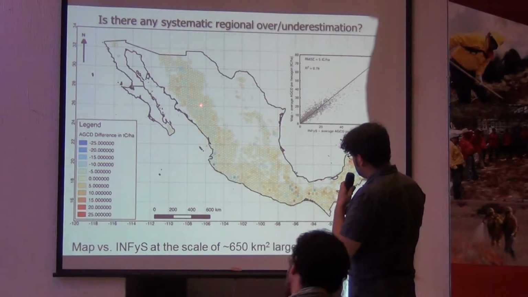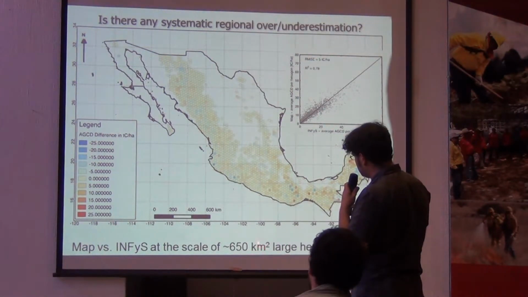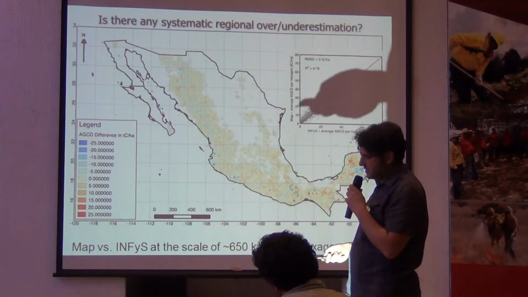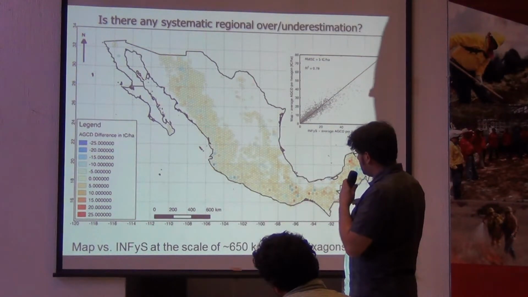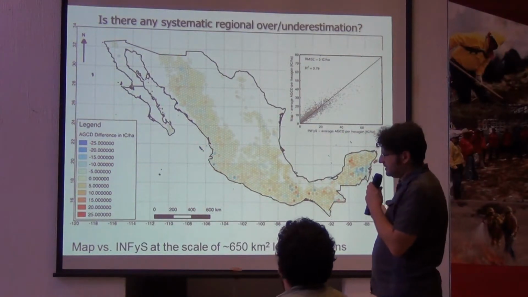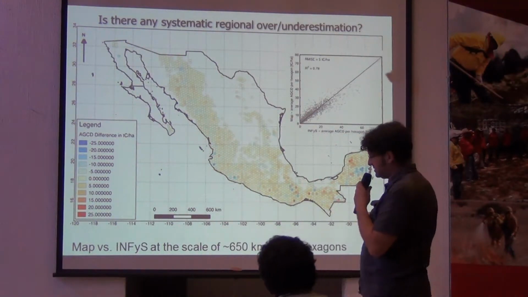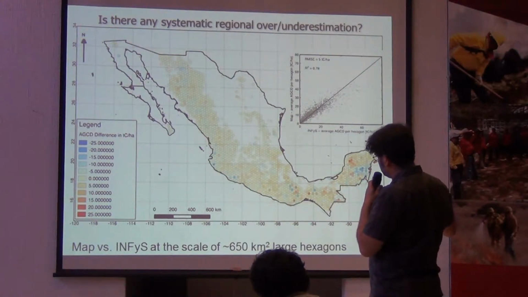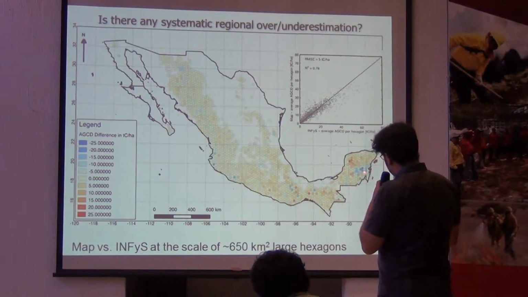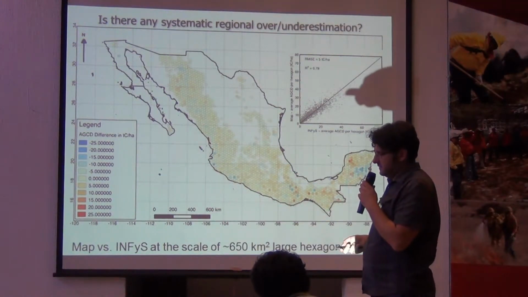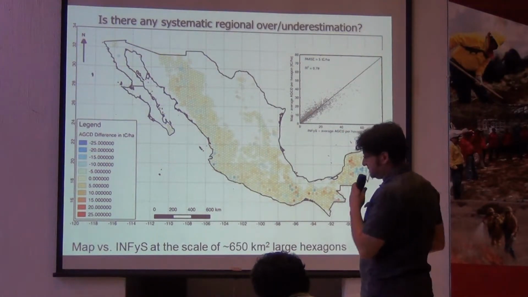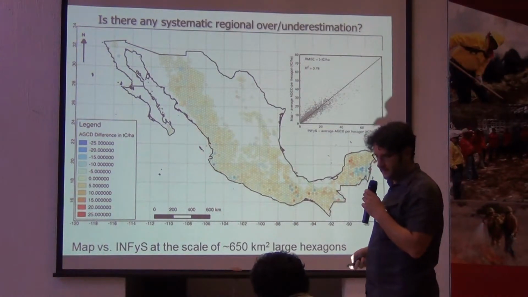Each hexagon is about 650 square kilometers large, and within each hexagon we estimated the average biomass from the map and from INFIS. And here you see that for almost the entire country we hardly have any regional bias in the estimates, and the agreement is actually quite nice at the hexagon scale. The only exception a bit is the dense forest in Quintana Roo, where we see significant underestimation. So the tropical humid forests in Quintana Roo, we have some underestimation.